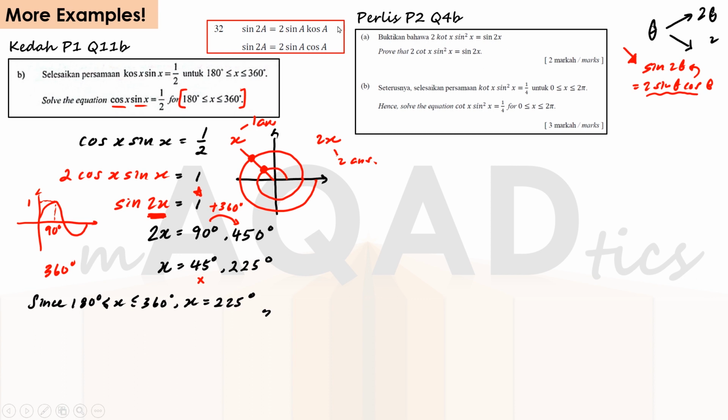And the next one is from Perlis. For part A, we don't have to do this because in the previous video we have already proved it. So let's jump to the second part, which is to solve the equation. If you compare it to part A, it's very similar, just that the 2 is not there. So what we do is multiply the 2 first, and then we change this with the result here, sine 2x.